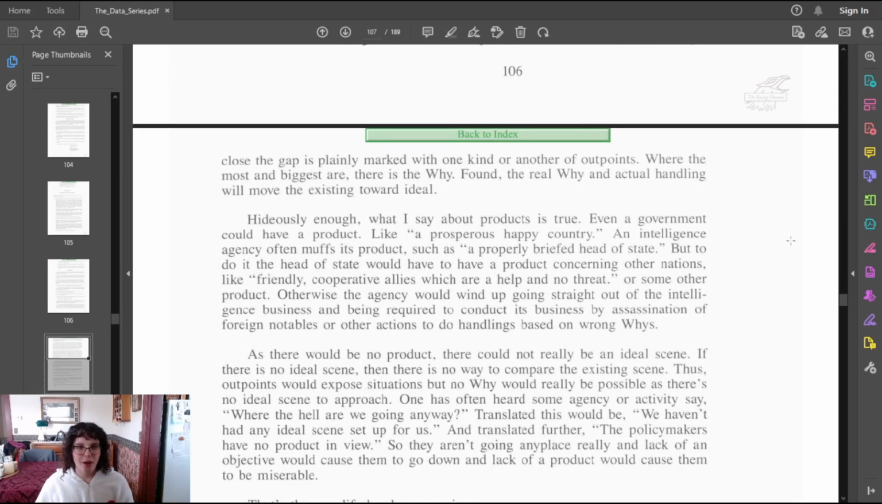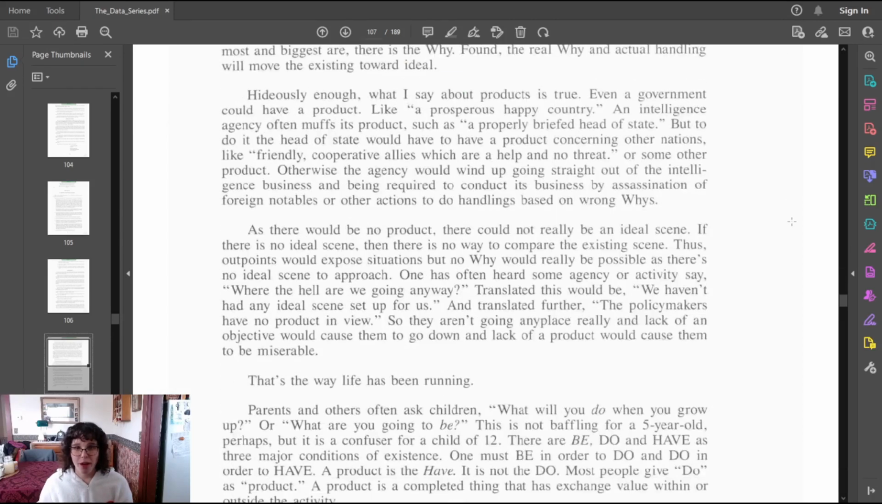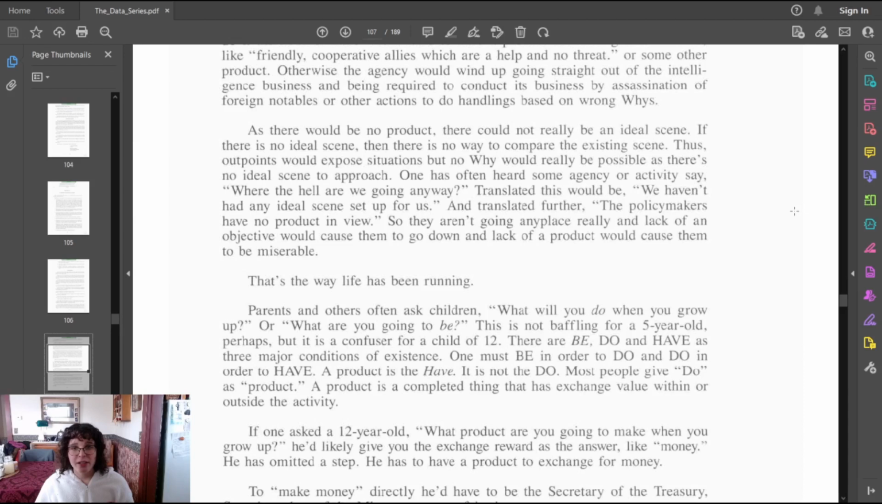An intelligence agency often muffs its product, such as a properly briefed head of state. But to do it, the head of state would have to have a product concerning other nations, like friendly, cooperative allies, which are a help and no threat, or some other product. Otherwise, the agency would wind up going straight out of the intelligence business and being required to conduct its business by assassination of foreign notables or other actions to do handlings based on wrong whys. As there would be no product, there could not really be an ideal scene. If there's no ideal scene, then there's no way to compare the existing scene. Thus, outpoints would expose situations, but no why would really be possible, as there's no ideal scene to approach.